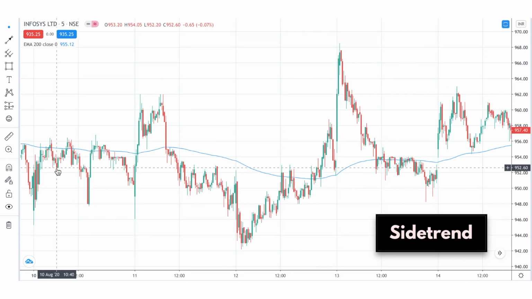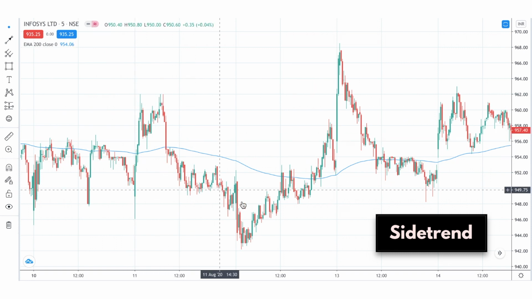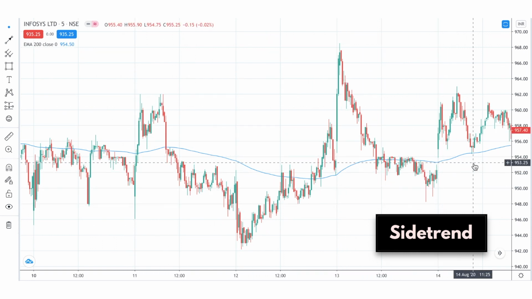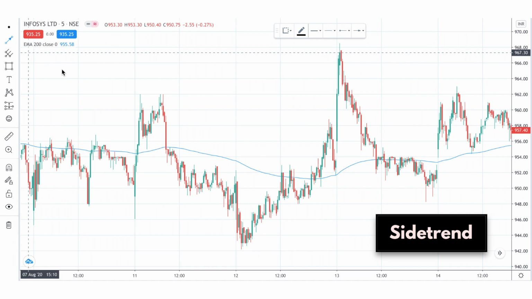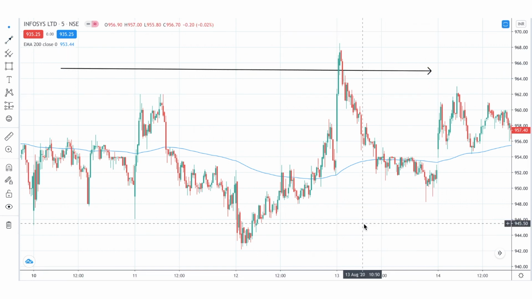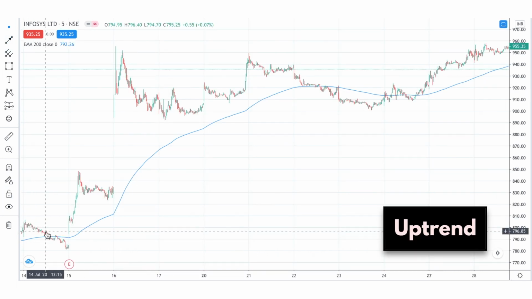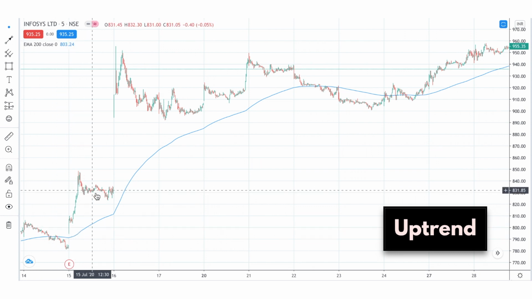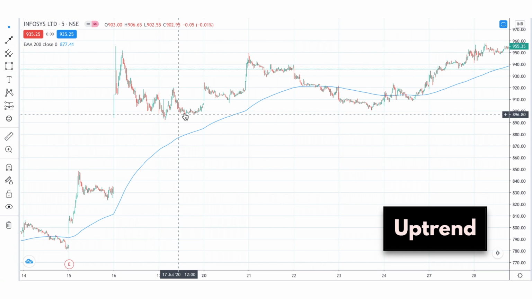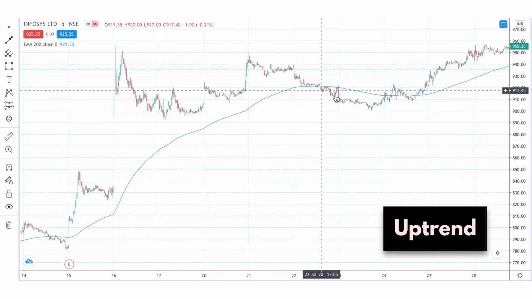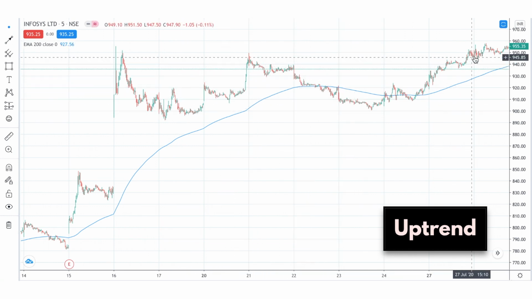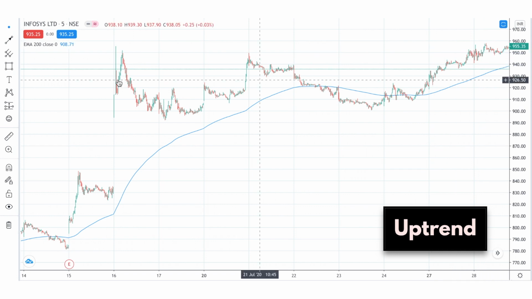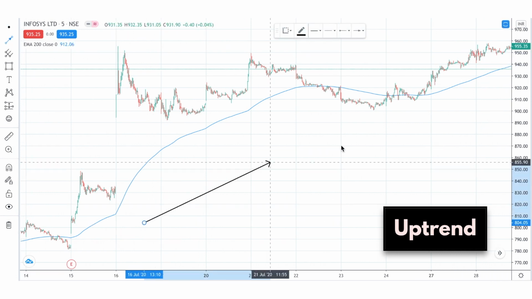Similarly, in this case, you can see that the stock price is continuously fluctuating above and below the 200-day EMA line. So this is a sideways trend. And finally, in case of an upward trend, the stock price continuously stays above the 200-day EMA. It stays above, goes a little bit down and then comes back above the 200-day EMA. So this is an upward trend.